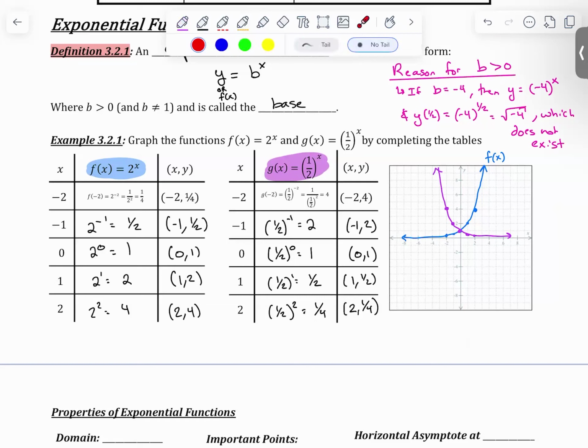So one thing that you can notice right away is that these things are never, ever zero.